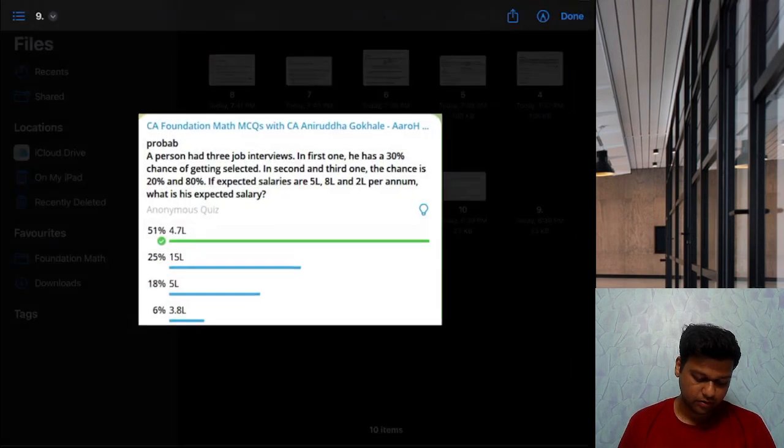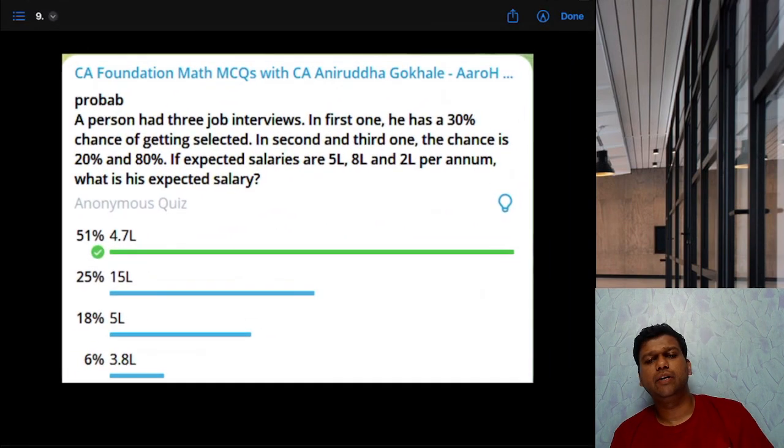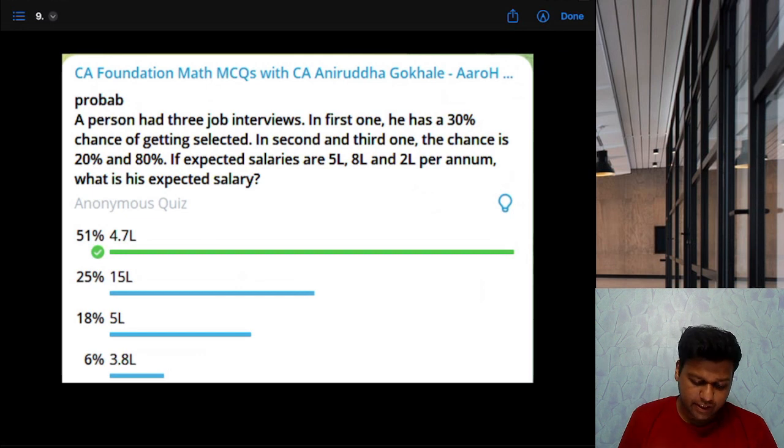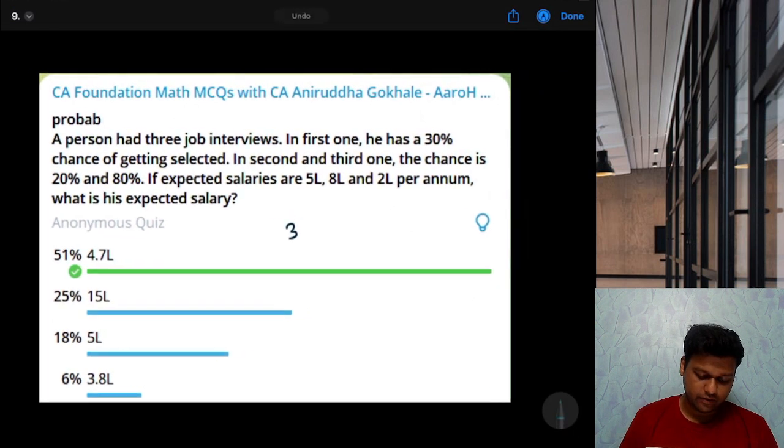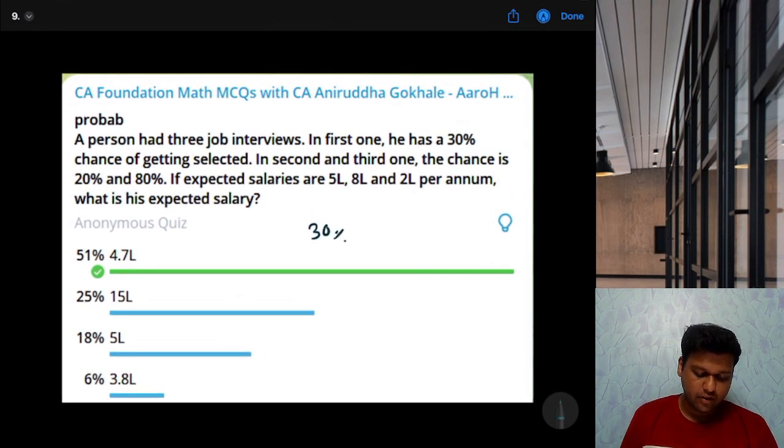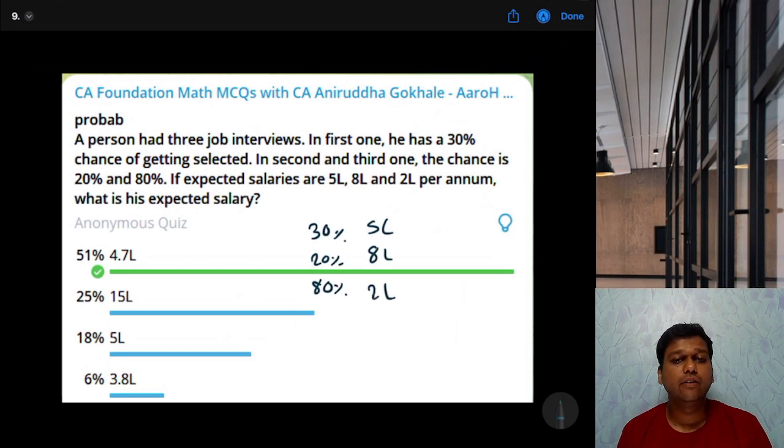Ninth, last two. A person had 3 job interviews. In the first one, he has 30% chance of getting selected. In the second and third one, the chance is 20% and 80%. If expected salaries are 5 lakh, 8 lakh and 2 lakhs per annum, what is his expected salary?